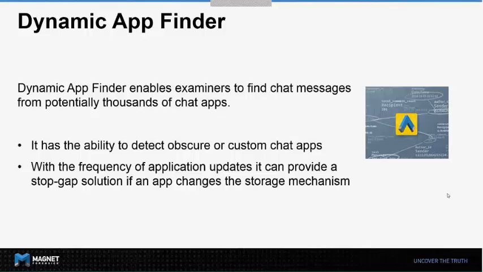One thing that we've added about a year ago and has proven to be very useful, as we hear from our customers, is Dynamic App Finder. And Dynamic App Finder was designed to enable examiners to find chat messages from potentially thousands of chat apps. There's thousands of chat apps out there, and IEF supports the most popular and the ones requested by our customers, ones they're seeing in their investigations. But there's thousands out there that may only have a couple thousand users. But you may see these in your investigation. So Dynamic App Finder has the ability to detect obscure or custom chat applications. And with the frequency of application updates, Dynamic App Finder might catch a change in an app and display the data for you.